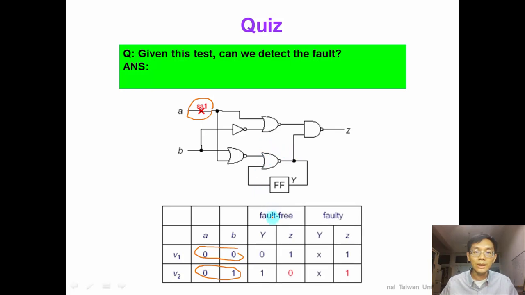If you do it correctly, you will find that the fault free status of this circuit is 0, 1, and the fault free output would be 1 in the first cycle and 0 in the second cycle. If this circuit has a stuck at 1 fault, then the faulty output will be 1, 1. Since the output Z is different in the second cycle, we can detect the fault. So the answer would be yes.